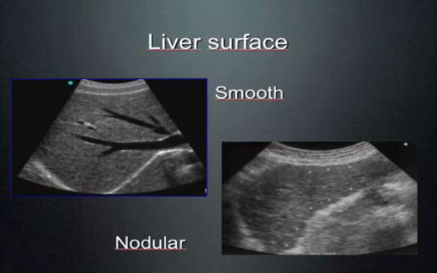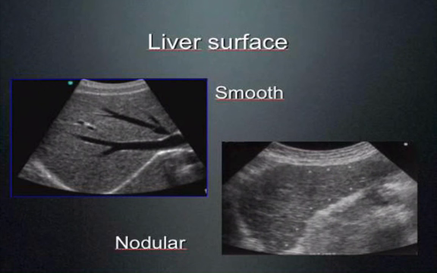The surface. This is our standard normal liver. We can see the surface is smooth. Obviously, with the cirrhotic changes, and if you can see the surface nicely, like here, you can see that it is nodular, that it is bossylated, that it is irregular surface of the liver.